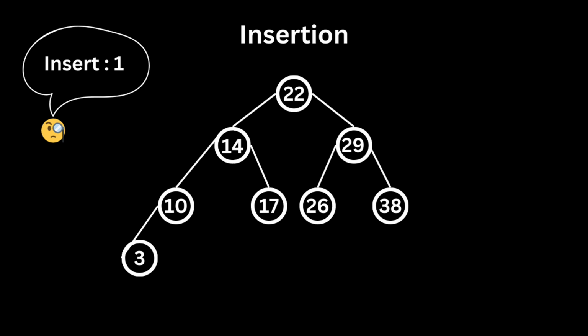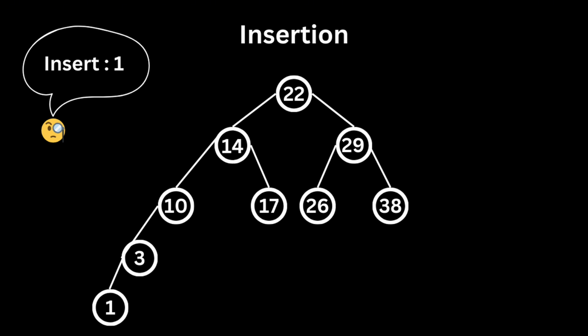We need to find the right spot for inserting 1. It fits right here, doesn't it? So, let's slot it in. This is a crucial step. Now, we have to make sure our tree stays balanced as an AVL tree. If it's not, we'll need to do some tweaking.